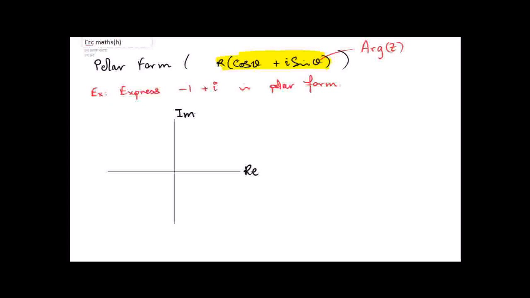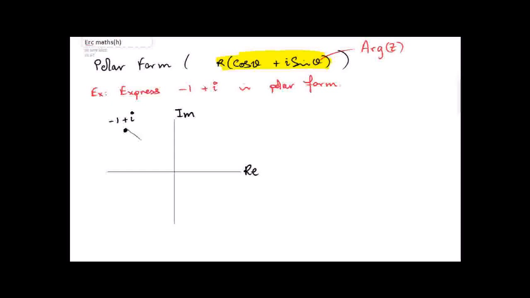Would you like to tell me what quadrant minus 1 plus i is in? It's in the second quadrant, isn't it? Isn't minus 1 plus i somewhere back over here? Everybody okay with that? So minus 1 plus i is somewhere over there. Okay?